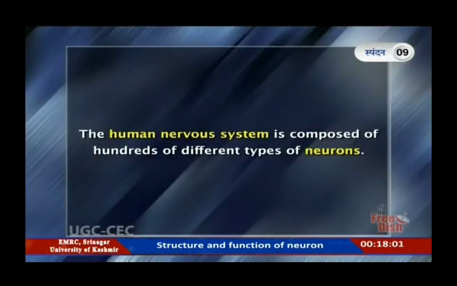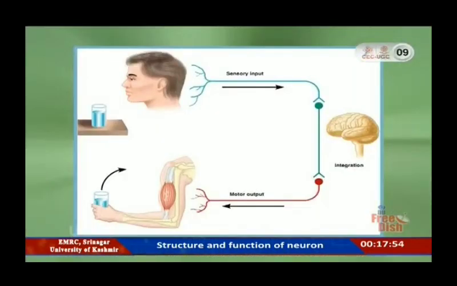The human nervous system is composed of hundreds of different types of neurons. These include sensory neurons that transform physical stimuli such as light and sound into neural signals, and motor neurons that are responsible for converting neural signals into activation of muscles or glands.